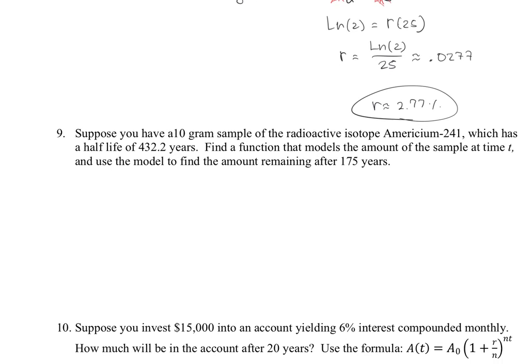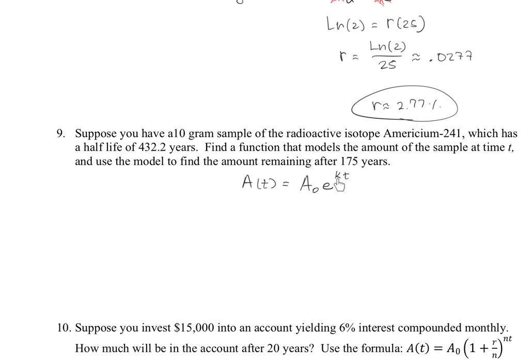Question 9. We have a 10-gram sample of a radioactive isotope, and it mentions a half-life, so this is going to act according to the exponential growth or exponential decay function that we talked about in section 4.5, which is the amount at any time t is equal to the initial amount times base e raised to the kt. It's essentially the same formula as continuously compounding interest that we used in question 8.